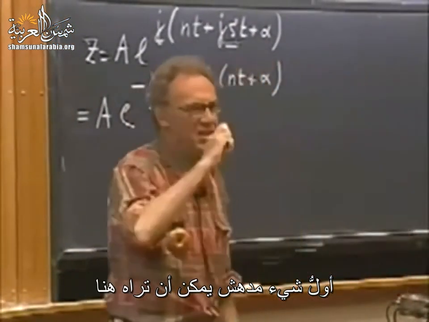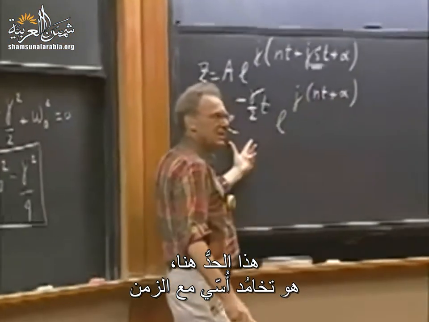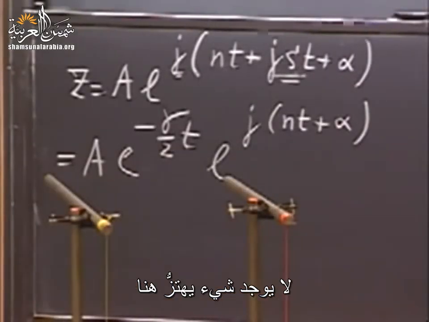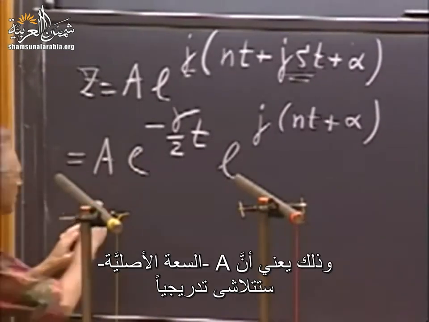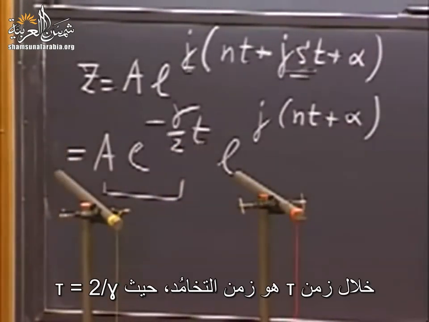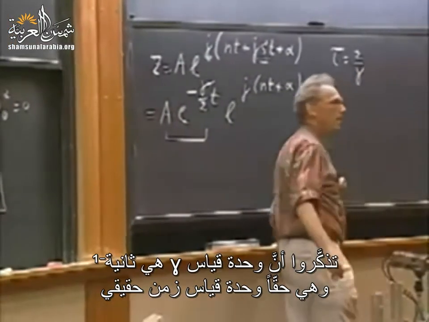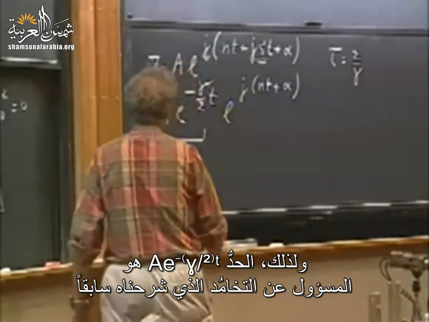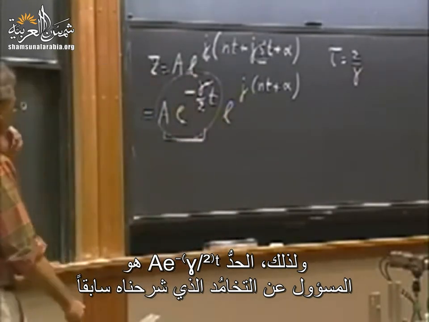The first thing that you see here, which is amazing, this term here is an exponential decay in time. There's nothing oscillatory about it. It means that this A, which is the original amplitude, is gradually dying out with a decay time, tau, which is 2 divided by gamma. Now remember, gamma has units second minus 1, so this really has units of time. So this one is going to be responsible for that decay that we discussed earlier.